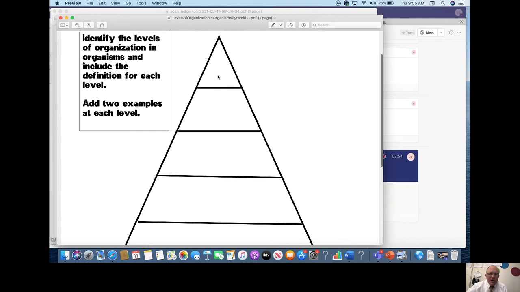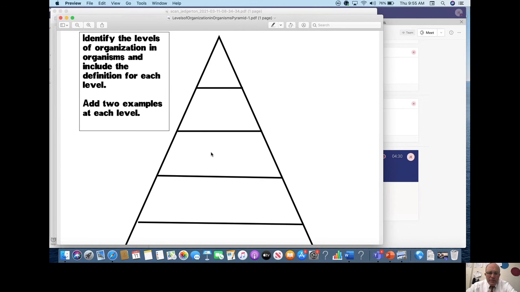So I'll start off with the atom up top. Examples of that, an atom would be carbon, hydrogen. Definition: the smallest unit of matter. The second level below would be the molecule or compound. Would be groups of atoms. You could call that your definition for it. Would be how groups of atoms are put together.